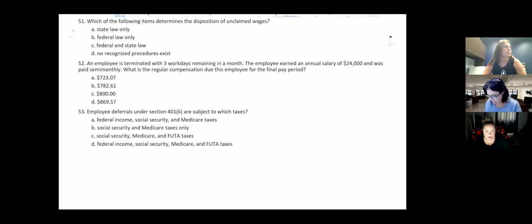Which of the following items determines the disposition of unclaimed wages? These are often known as escheatment laws. And I do know someone who took this course in the spring, took the CPP exam in the spring of this year. She mentioned she had questions on this, so keep that one in mind.